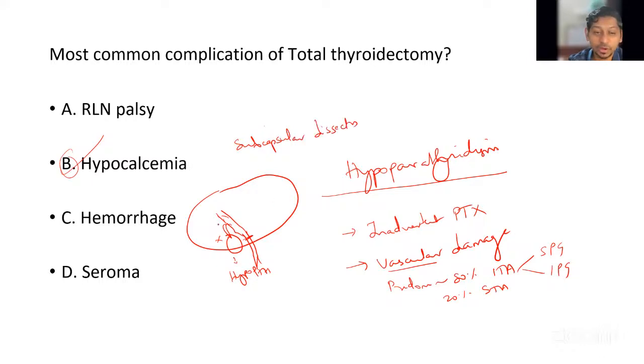So here what we do is we dissect between the true and false capsule of the thyroid gland. There's a loose capsule which is known as the false capsule, and the true capsule is densely adherent to the thyroid surface. So we dissect between these two, and the ligation of the inferior thyroid artery is done close to the thyroid gland, in between the true and false capsule, so that we are able to preserve the supply to the parathyroid gland and there is no hypoparathyroidism.